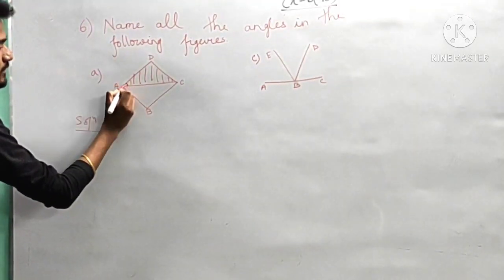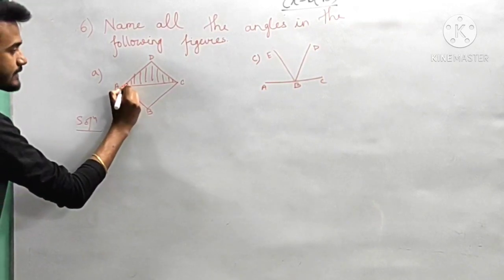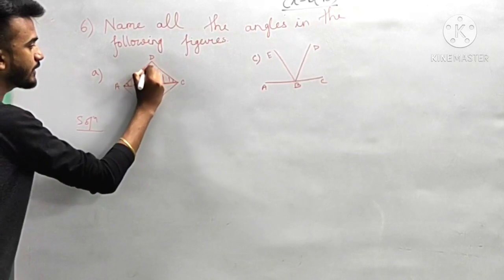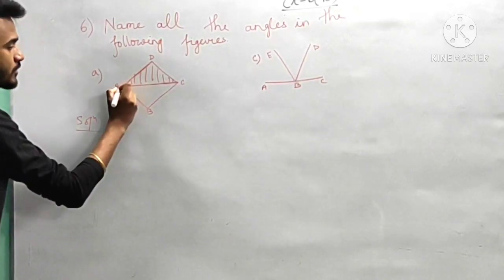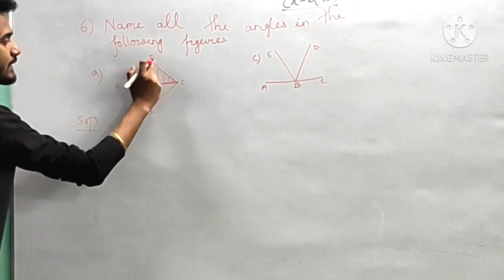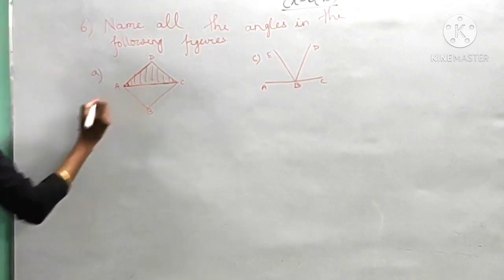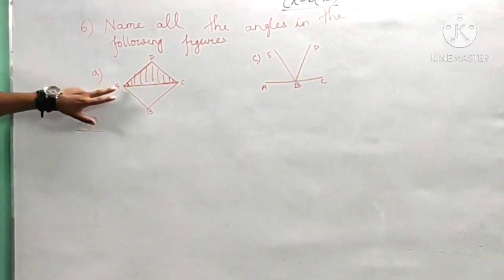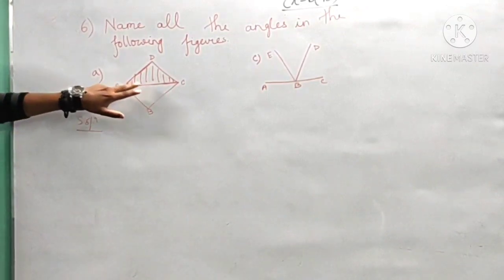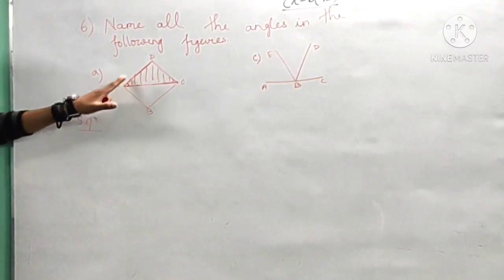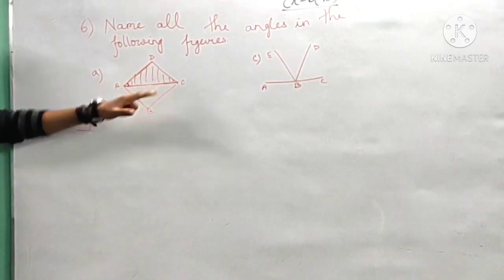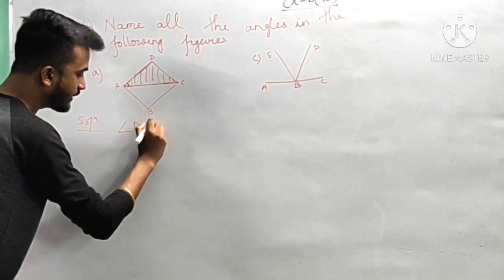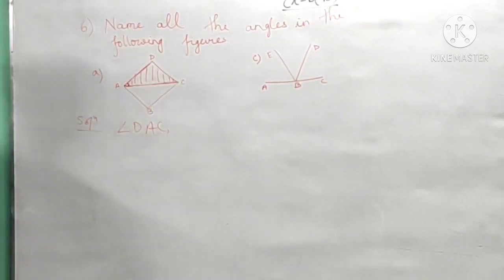So this A is the vertex where AC is a ray, AD is another ray. You can say the line segments also. So AC is another line segment, AD is another line segment, but A is the vertex. That means A is the common endpoint here, so we have to write A in the middle of it. You can write CAD or you can write DAC. I have written DAC here. That is the first angle.